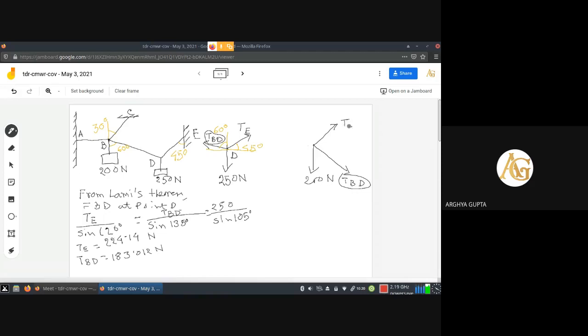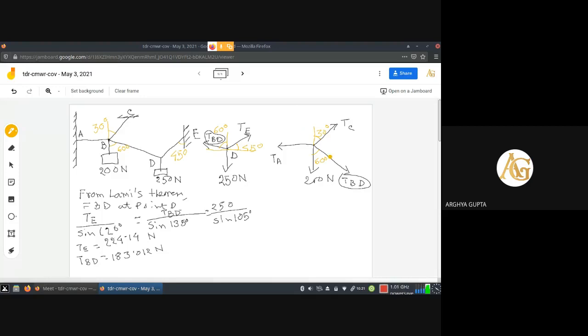This is TC, another horizontal force towards the support is TA. Now the angles. This angle is 60 degrees. 30 degrees is this angle. Vertical, 30 degrees. With these two angles known and TBD known.